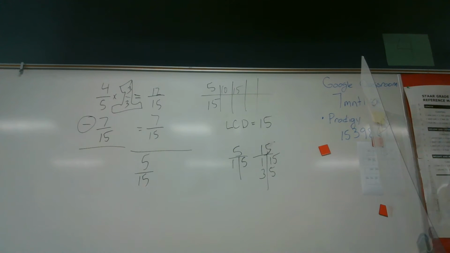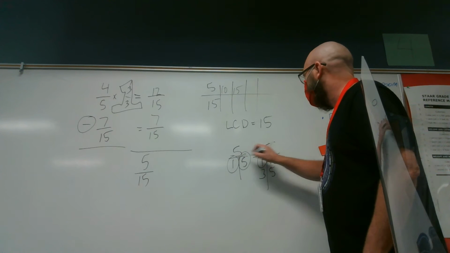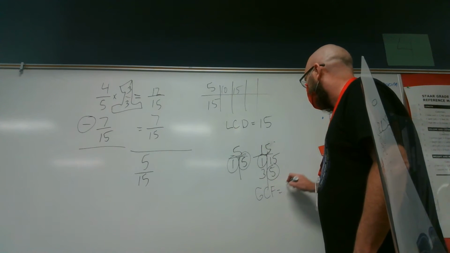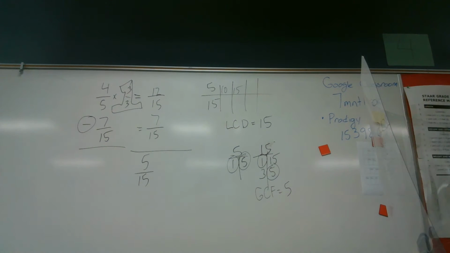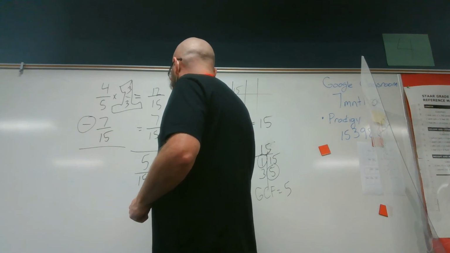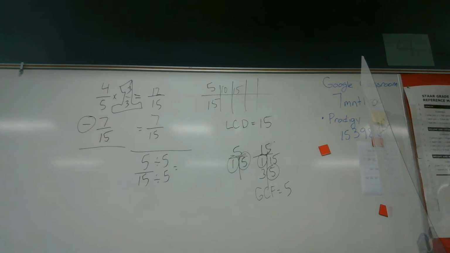And then I look at my lists. They have a 1 in common. They have a 5 in common. So my greatest common factor equals 5. What do you do with that? Well, I take my greatest common factor and I divide both my numerator and denominator by that greatest common factor.